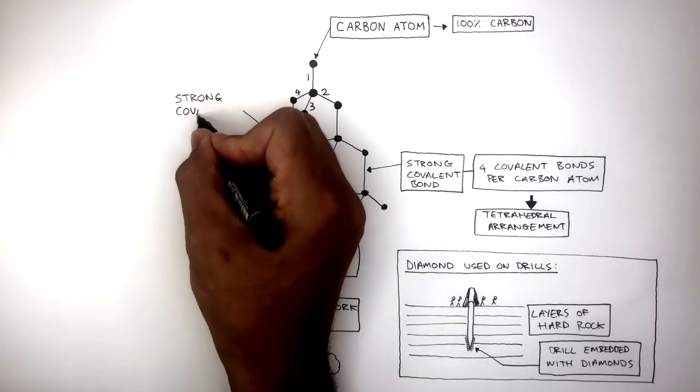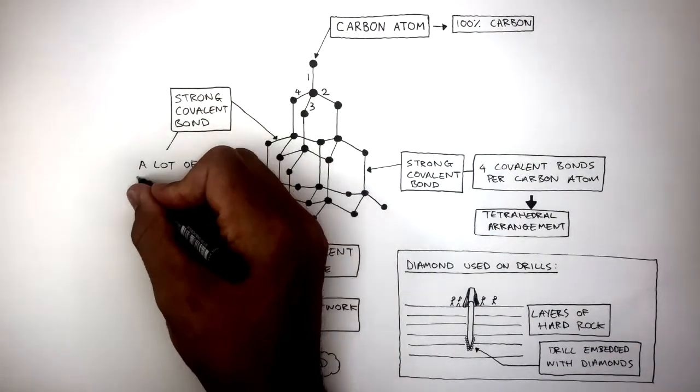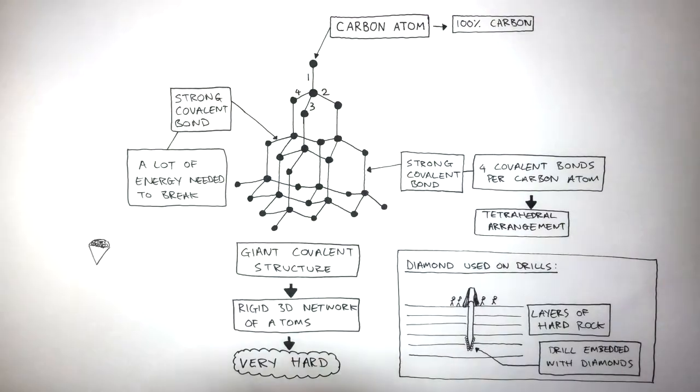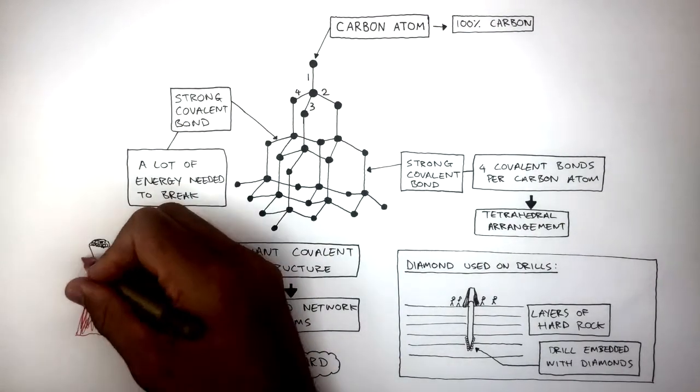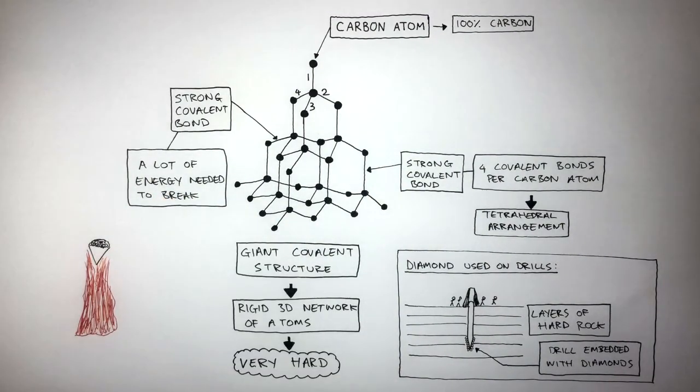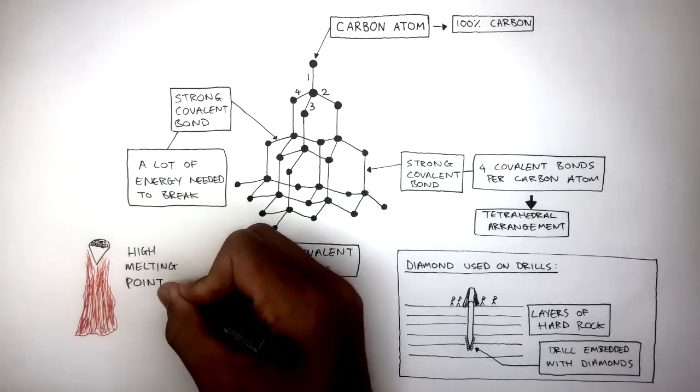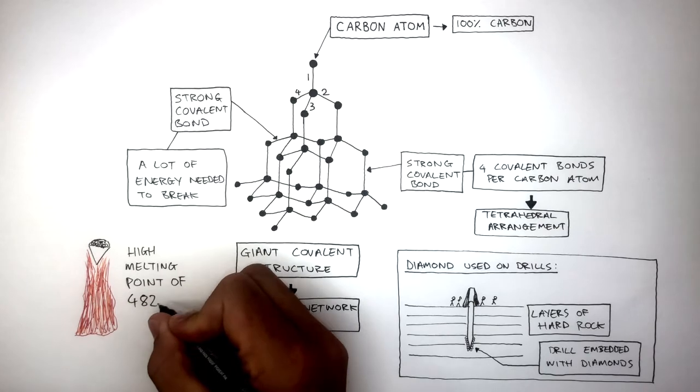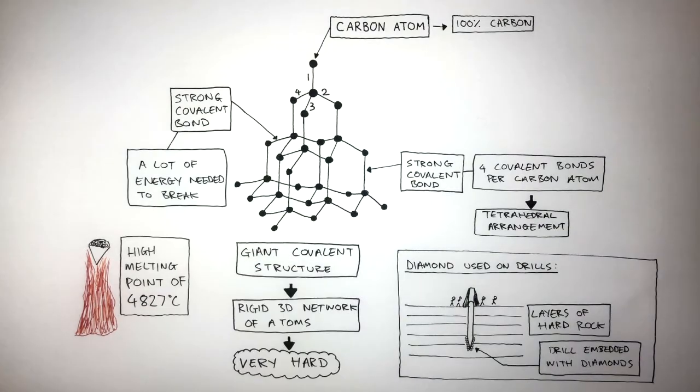These strong covalent bonds also require a lot of energy to break. Therefore, a lot of thermal energy is needed to break these strong covalent bonds. So diamond has a high melting point of 4,827 degrees Celsius. That is very, very high.